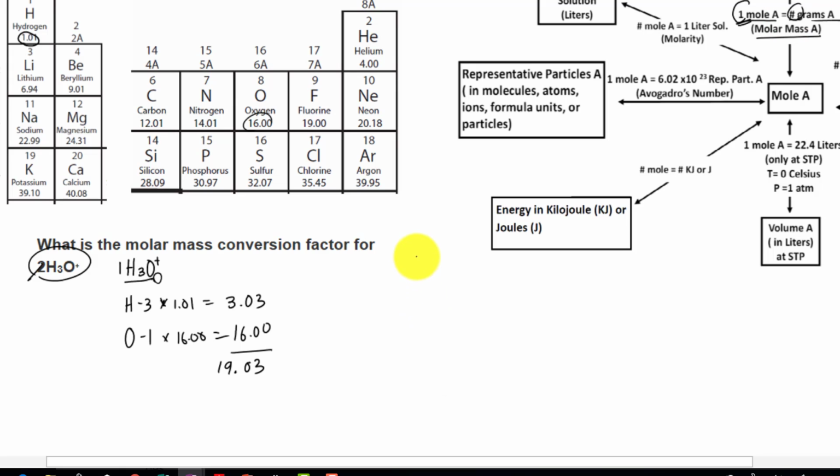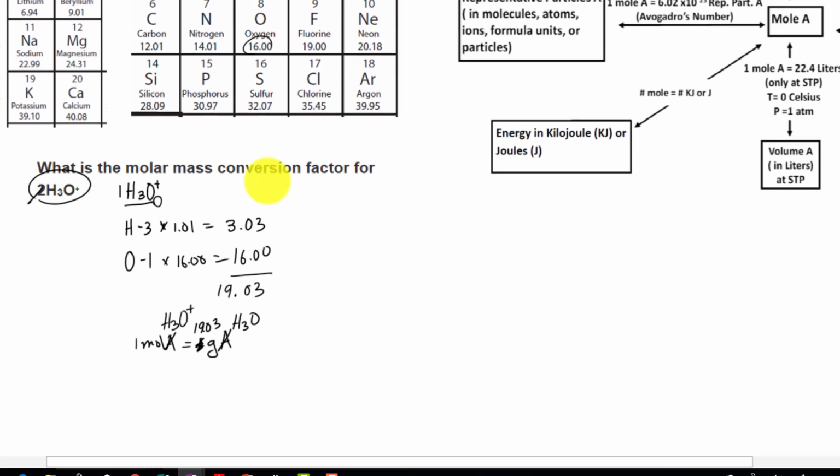Now, to write this as a conversion factor, we would do the same thing, the exact format. Of course, 1 mole of A, notice how I abbreviate mole, equal to the number of grams of A. Now what's A again? A is your H3O+, and again H3O+, and what is that number of grams going to be? It's going to be equal to 19.03. And there you go. That's all you have to do to get your molar mass conversion factor.